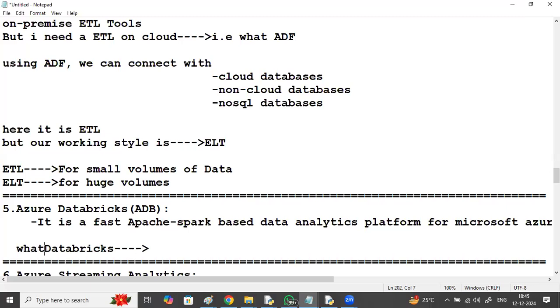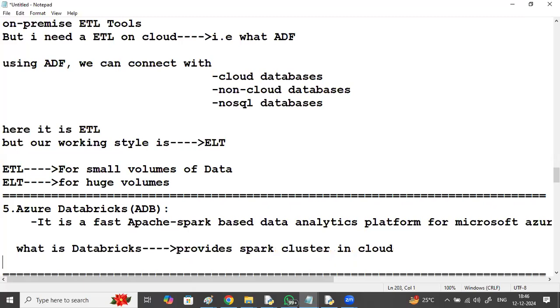What is Databricks? Don't worry, the people who are not from this background, everything I'll be discussing later in brief. So what is Databricks? It provides a Spark cluster in the cloud.